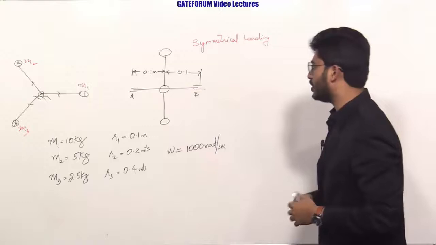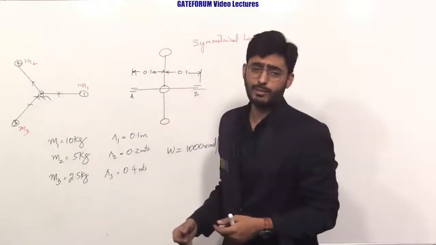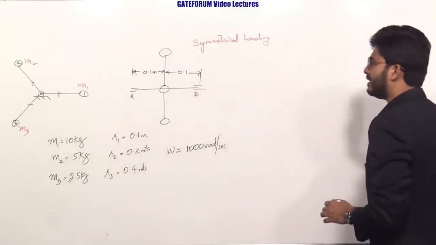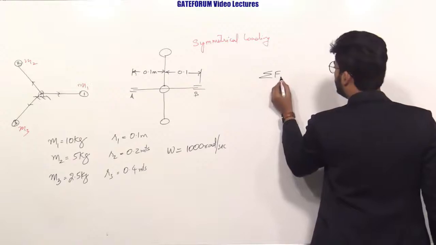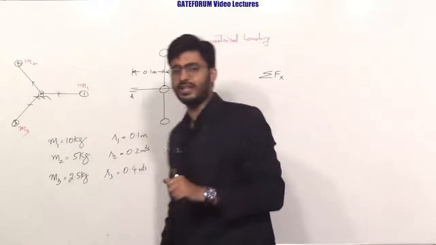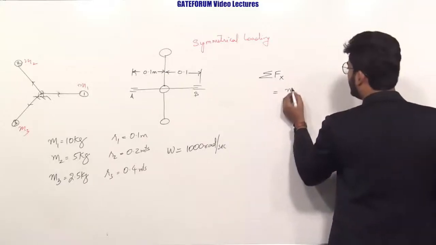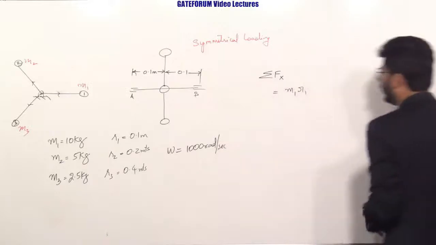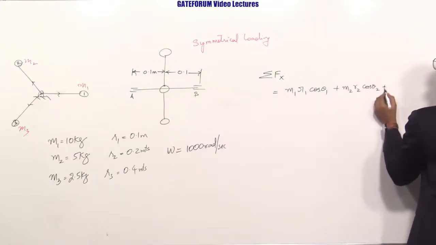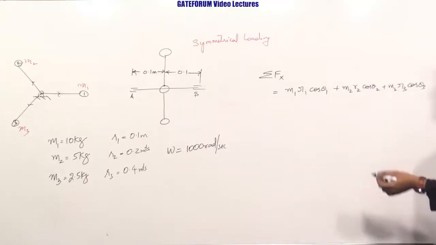So now this is similar to calculating the resultant force when you have a concurrent system of forces. Since all the masses have the same angular velocity, I can write sigma Fx, that is the force due to all these masses. I am trying to resolve these forces in x and y directions, and then computing the resultant. So sigma Fx equals m1 r1 cos theta 1 plus m2 r2 cos theta 2 plus m3 r3 cos theta 3, with omega square common for all. This is the x component.